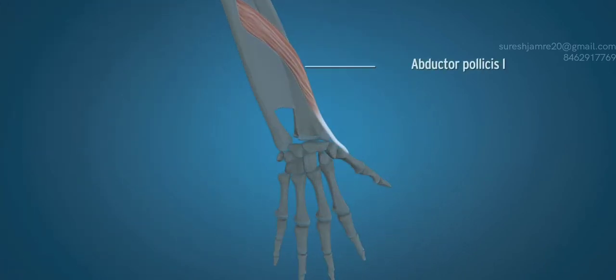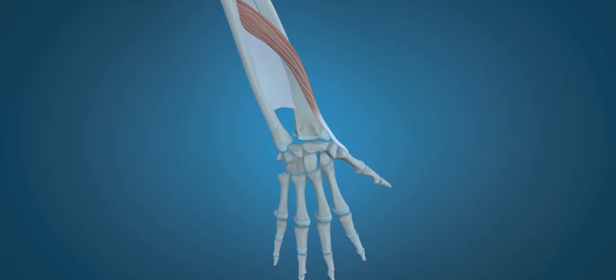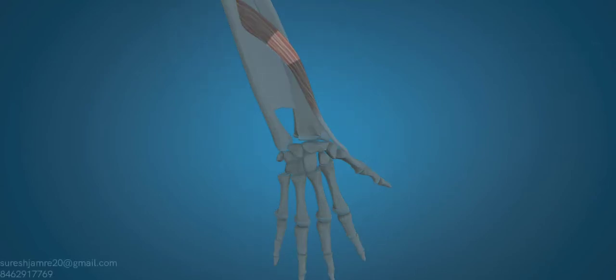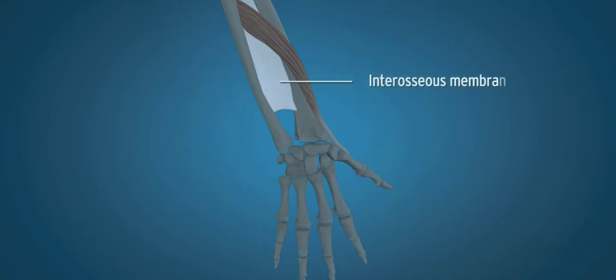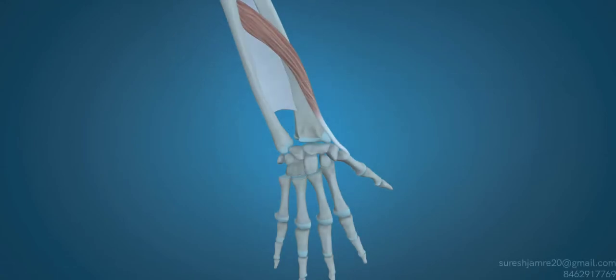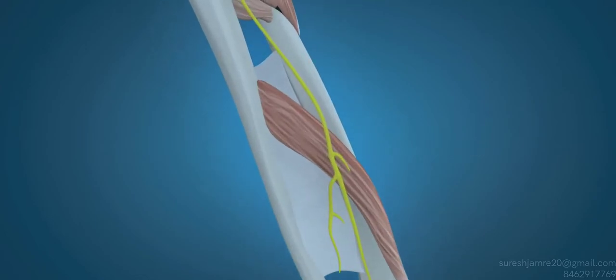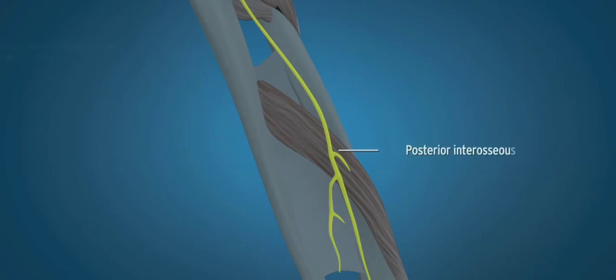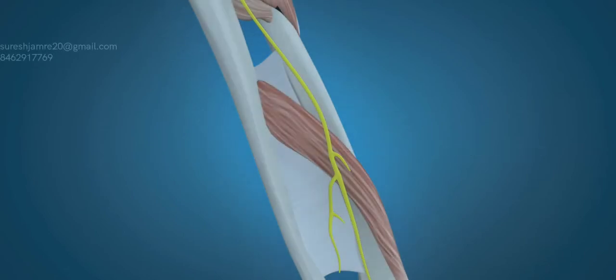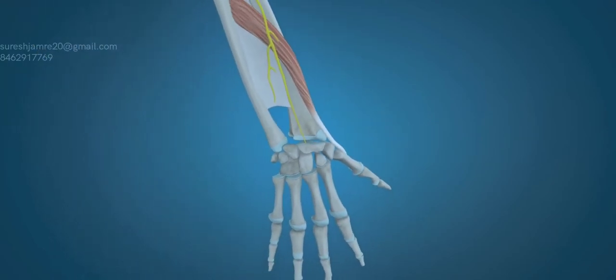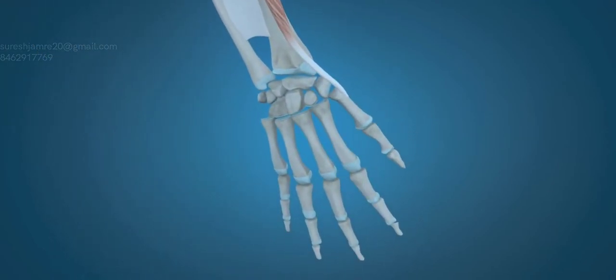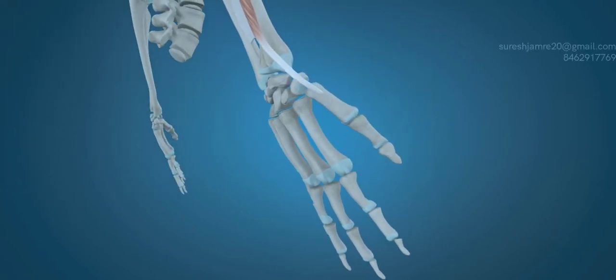Abductor pollicis longus. Origin: lateral part of posterior surfaces of middle 1/3 of the radius, lateral part of posterior surfaces of ulna and adjacent interosseous membrane. Insertion: lateral side of the base of the first metacarpal. Innervation: posterior interosseous nerve C7, C8. Action: abducts the carpo-metacarpal joint of the thumb. Accessory extensor of the thumb.